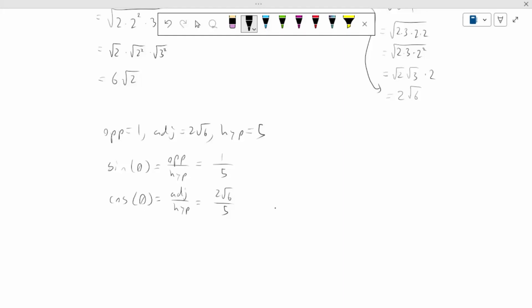Okay. Now let's do tangent of theta. Tangent of theta is equal to opposite over adjacent.